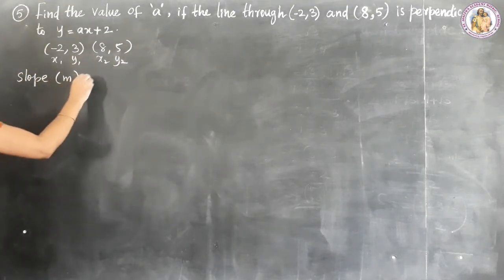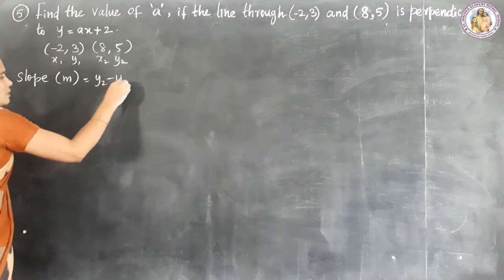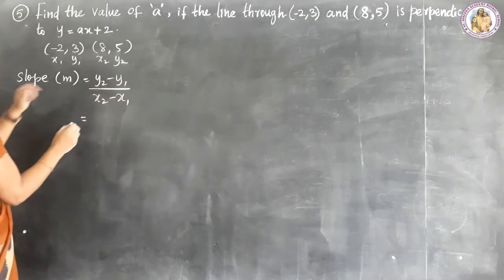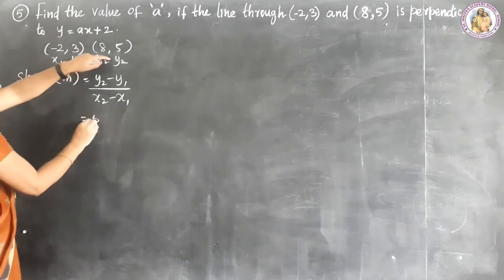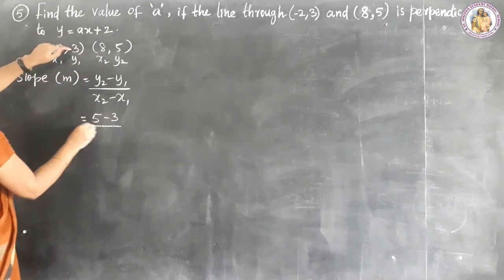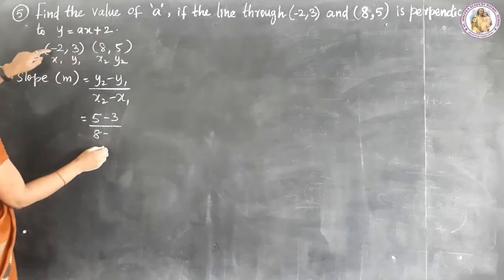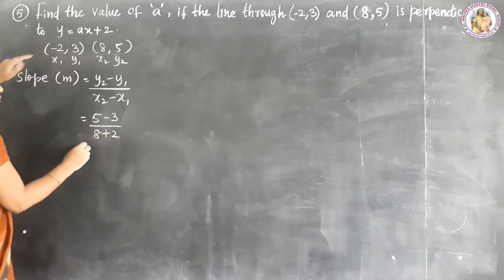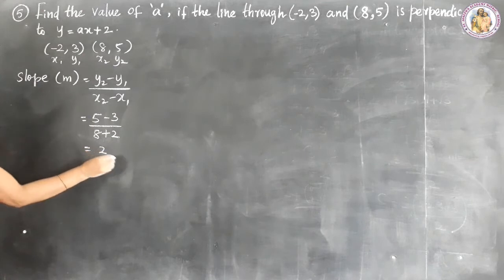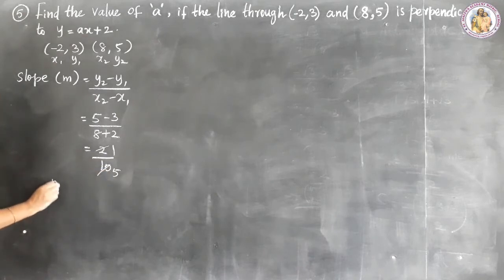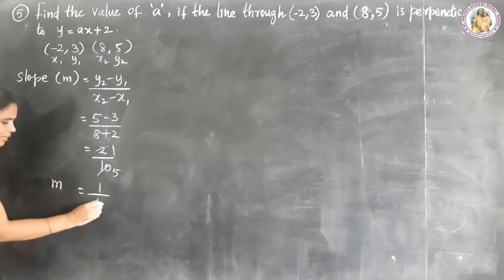Slope m is equal to y2 minus y1 divided by x2 minus x1. Okay, substitute the values. y2 is 5 minus y1 is 3, divided by x2 is 8 minus x1, which becomes plus 2. So 5 minus 3 is 2, and 8 plus 2 is 10. So 2 by 10, therefore m is equal to 1 by 5.